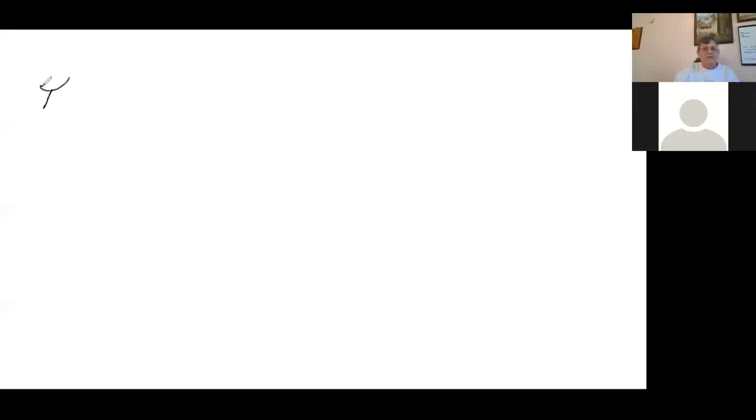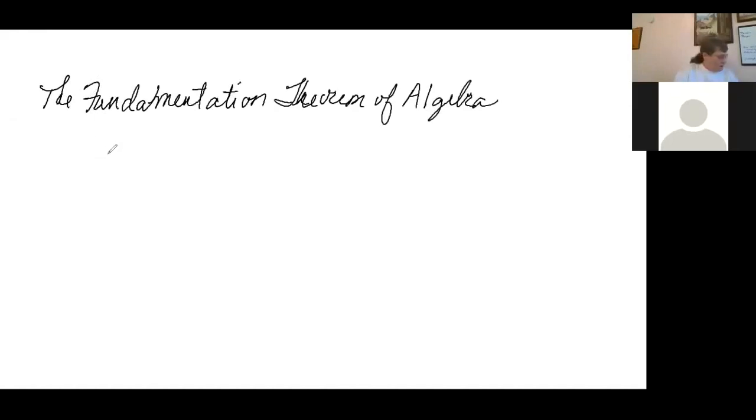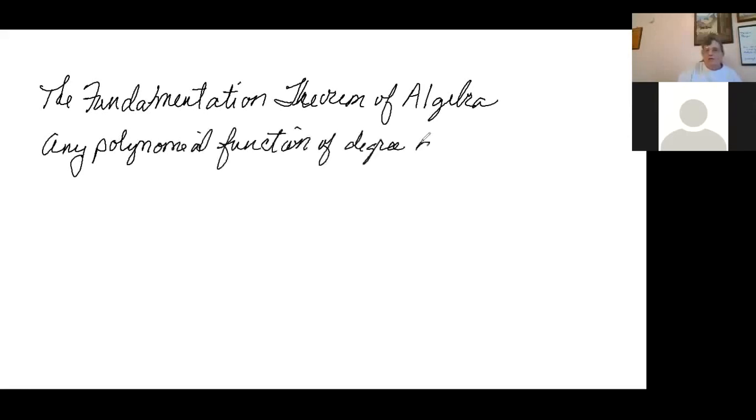The fundamental theorem of algebra essentially states that any polynomial function of degree n, where n is greater than or equal to 1, has at least one zero.